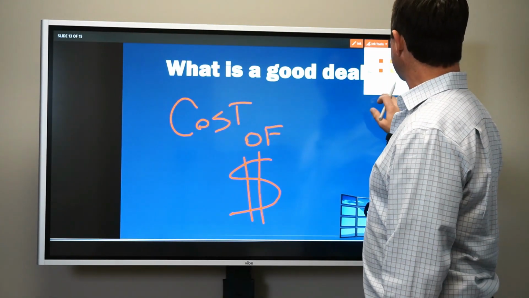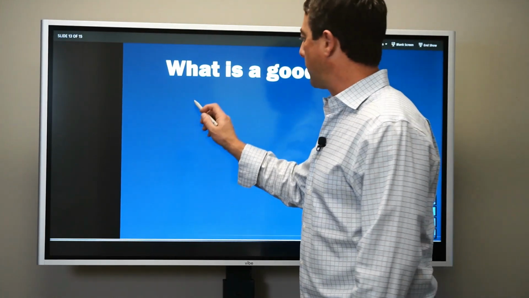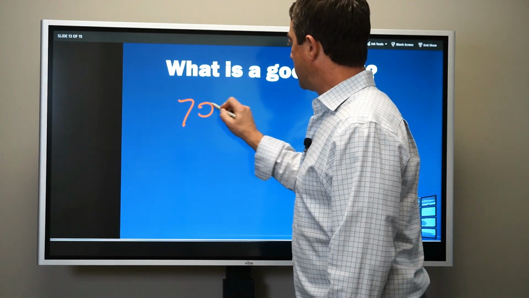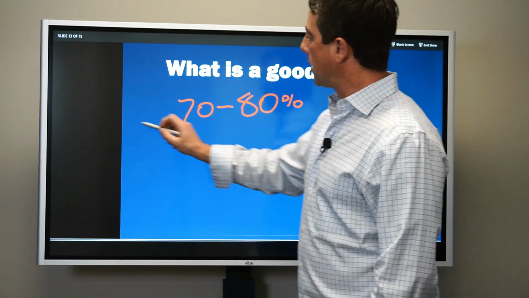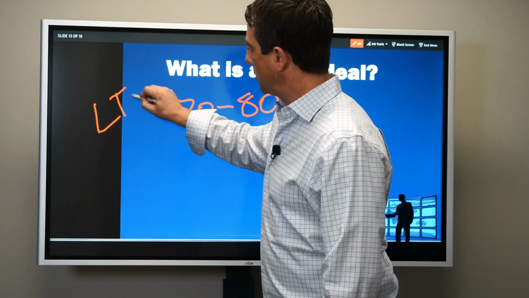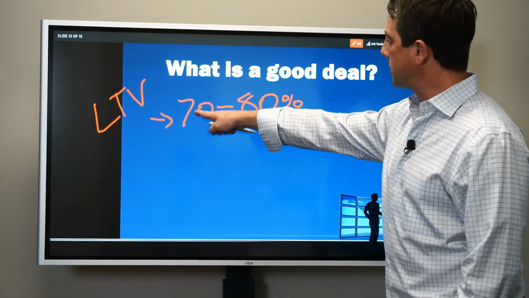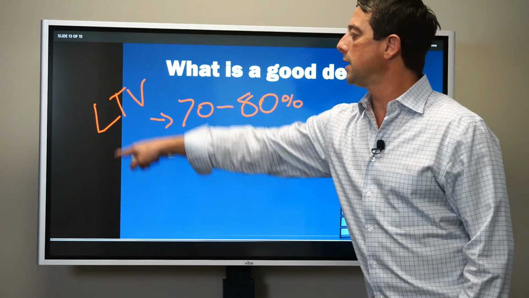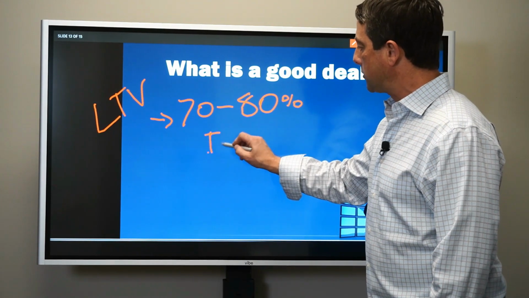Anywhere from 70 to 80% of our cost of capital, traditionally, is going to be our loan to value. That's the cost of capital for 70 to 80% of our deal, the money that comes from the bank. And that's going to be our interest rate. So that's going to be whatever the interest rate is.